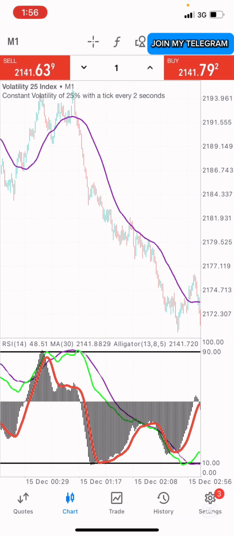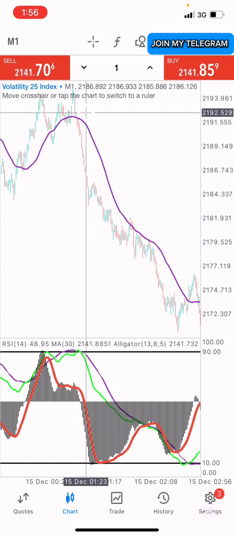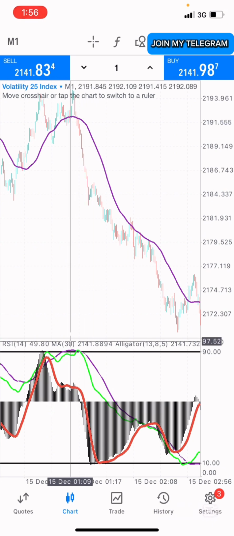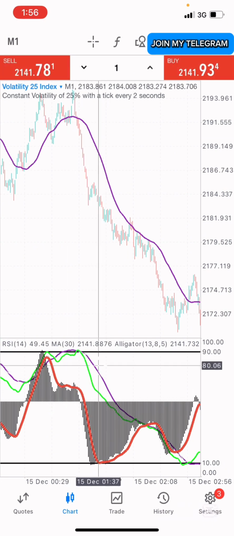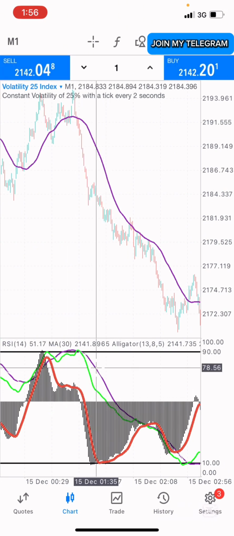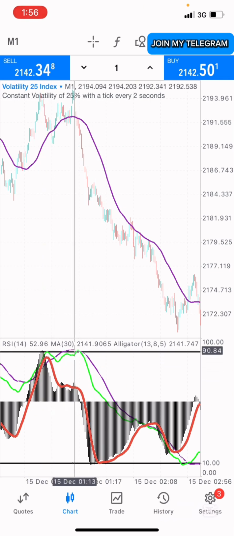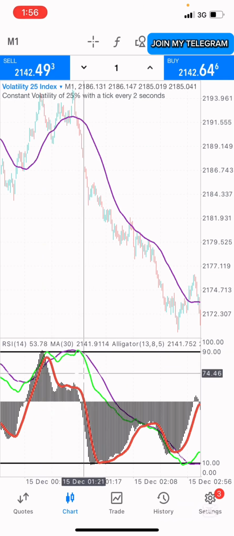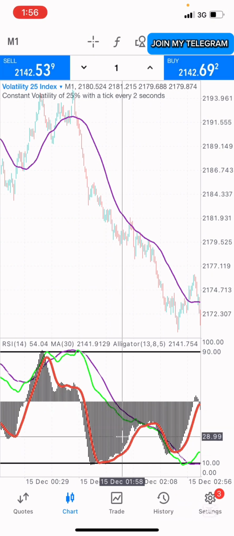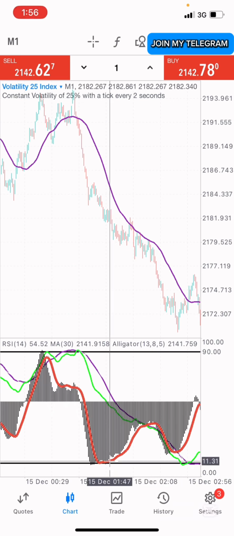All right, so now we know that this market has constant volatility of 25% with a tick every 2 seconds, so this market moves quickly, considering that we are on the 1 minute time frame. So let's get on with it. Now we can take a look at this purple line right here, which is the moving average, as well as the purple line right here in indicator window 1. So this green line is called the Alligator, right? Then these black straight lines are the MACD, right? Then this level of 90 and level of 10 is the RSI, the Relative Strength Index.